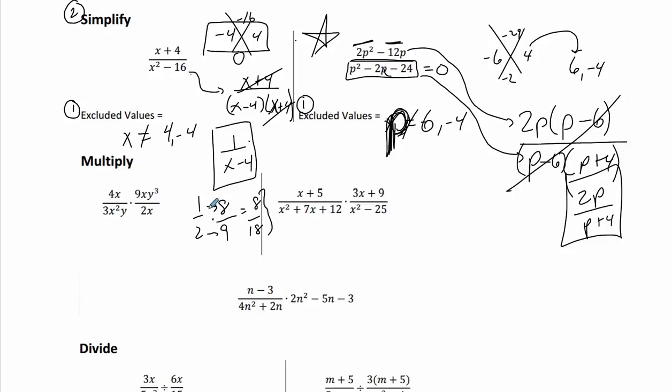So can I simplify 1 and 9? No. Could I simplify 8 and 2? Yes. This would be a 4, and this would be a 1. I divided them by 2, right? So then my answer would be 4 over 9, which is what I get if I reduce 8/18. So that's what I want to do here.